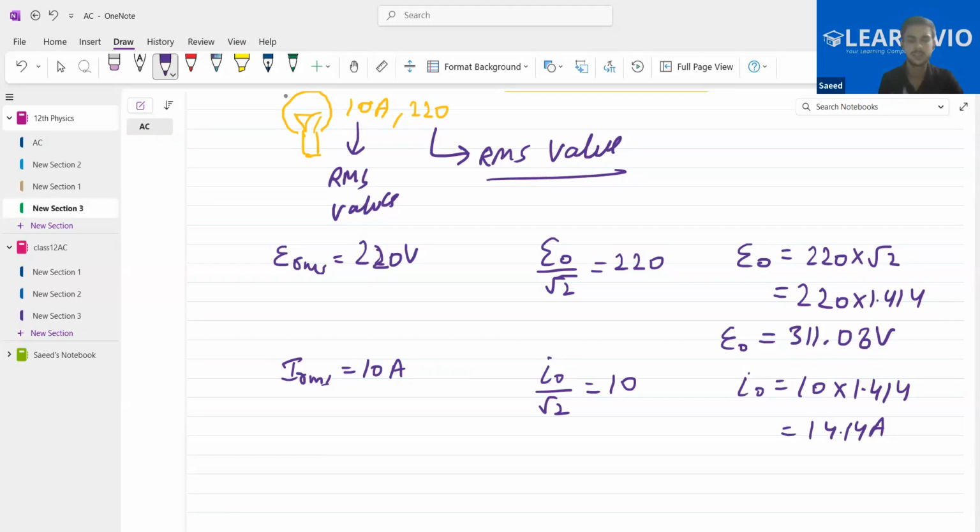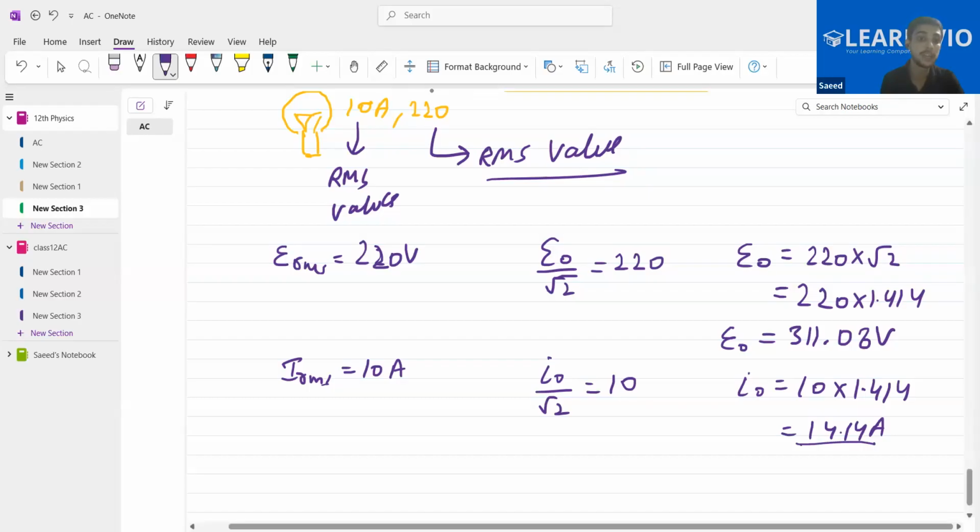Generally, what people used to think is that it can bear a maximum current of 10 ampere and a maximum voltage of 220 volt. But it is the RMS value. The maximum current that this particular bulb can take is 14.14 ampere, not 10 ampere. Understood? If 220 volt is written on the rating of the bulb, that means it can bear a voltage of 311.08 volt. These are not the maximum values.